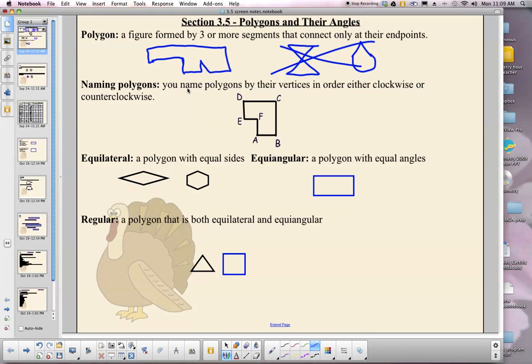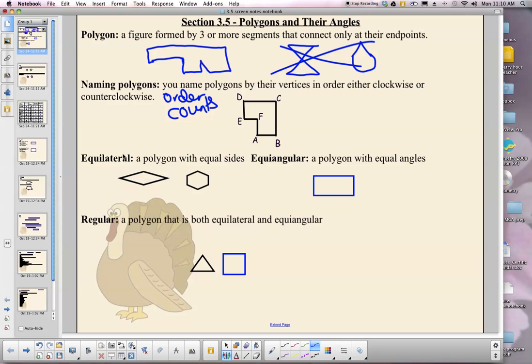As far as naming polygons go, you name them by their corners. You can either go clockwise or counterclockwise, but order does count. You can pick any letter you want. Your book would name this polygon A, B, C, D, E, F. It likes to be alphabetical if possible. But you could just as easily name it C, B, A, F, E, D. You can start at any vertex, and you can either go clockwise or counterclockwise. It makes no difference.